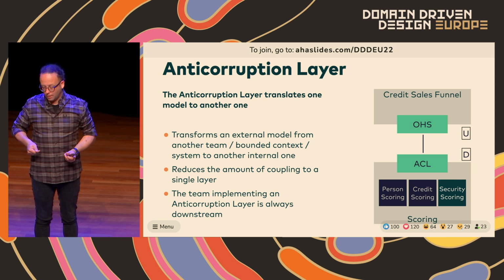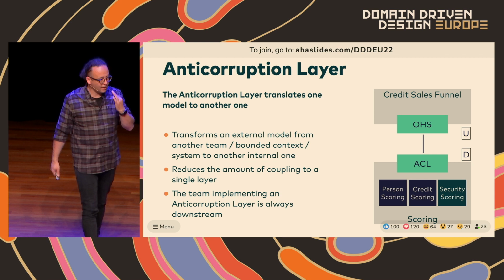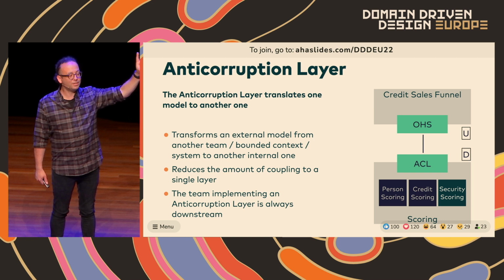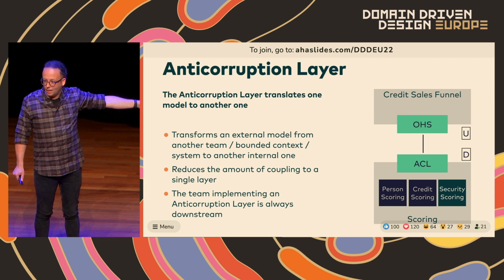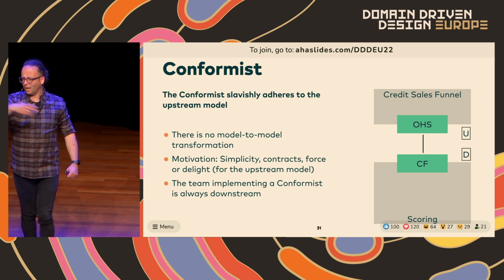However, with an anti-corruption layer, you may think, that's a great idea, that's what I want to do every time. But please be aware, there's also effort involved. You need to implement this, and you need to maintain this. So this costs you time and money. An alternative would be, you say, screw this, I don't want to do that effort. I don't have the time, I don't have the money, and I don't see the urge to do that.